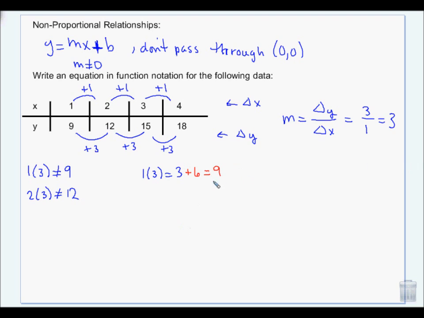And with 2 times 3, that equals 6. If I add 6, I get 12. 3 times 3 is 9. If I add 6 to that, I get 15. 4 times 3 is 12. If I add 6 to that, I get 18. So this plus 6 right here is very important. You have to find out what you need to add or subtract to make it work. So what I get is y equals 3x plus 6.